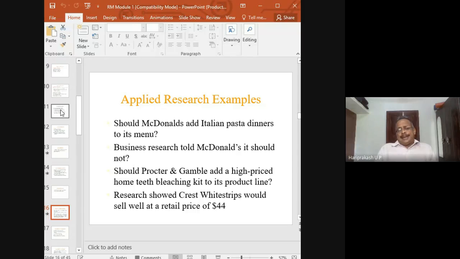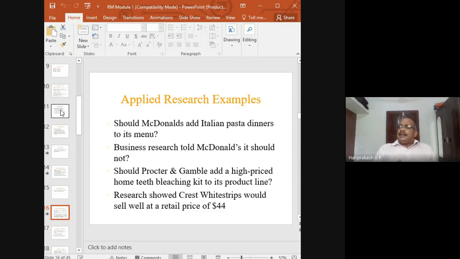Say, for example, McDonald's India or McDonald's in Bangalore or Mangalore. Just imagine if the McDonald's outlet in Mangalore has the decision to add or not add a particular new item. So they may do a research in Mangalore and find out. So it is restricted to that geographic region only. So they have to do a research in Mangalore and find out whether there would be good demand for Italian pasta, one type of food.